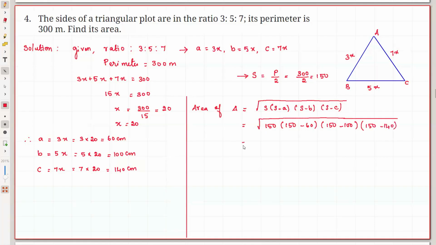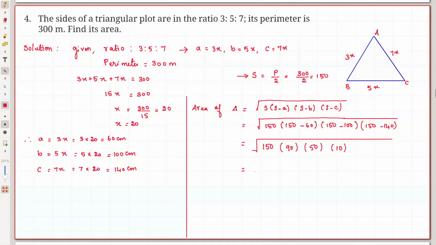Okay, simplify it. So 150 into 150 minus 60 is 90, into 150 minus 100 is 50, into 150 minus 140 is 10. Now don't multiply directly, try to make it as a pair. So instead of multiplying everything, we'll make it as a pair.